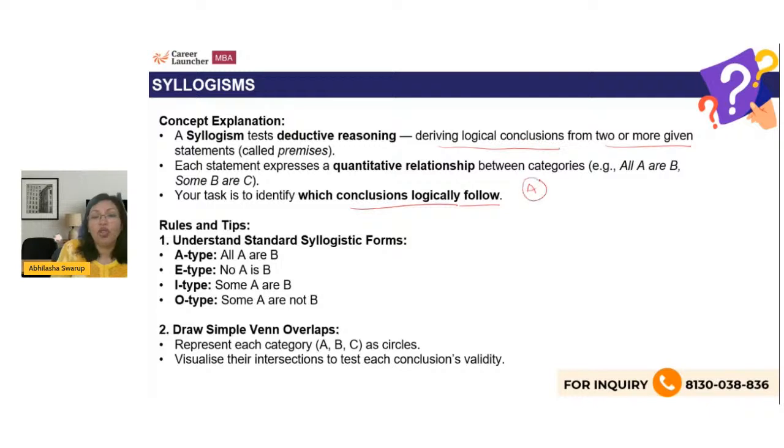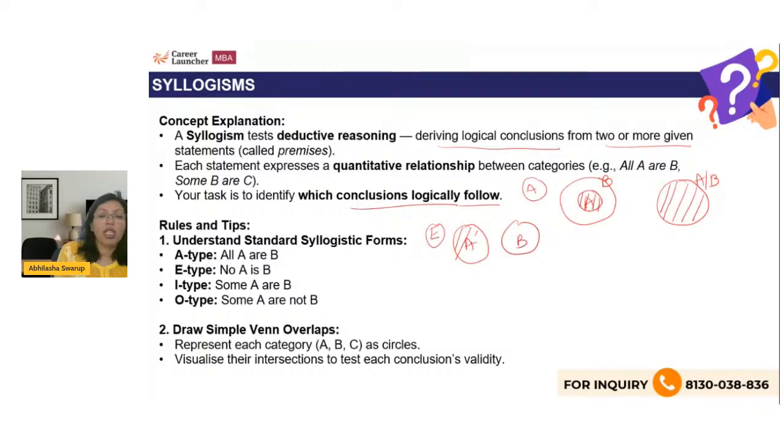I will draw it out for you. So here is all A are B. This is all A are B, or you could also draw it like this, all A are B. And this is the overlapping portion. If you look at the E type, it is this. This is A, this is B, and no A is B. This is the portion that satisfies your statement.